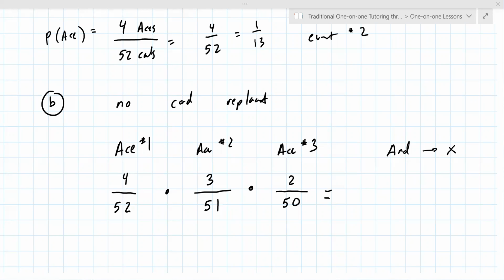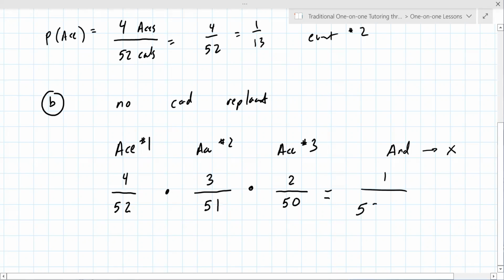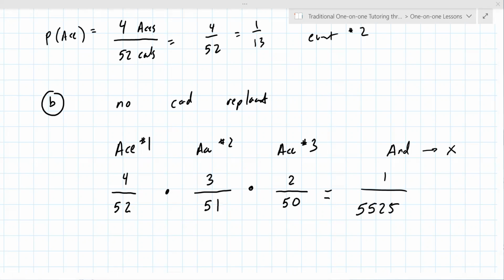So this one does become a nice fraction. This is 1 out of 5,525. Is that what you wrote? Yes, it is. Okay, because the work looked very different than what we did here, but that's okay. As long as you get the right answer, that's really all that matters.